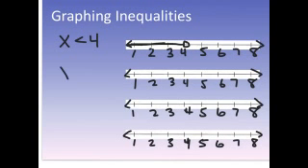Next one, x is greater than 4. All right, same sort of thing. 4 is my target number, but x cannot equal 4, so I'm going to put an open circle there. And then I'm going to shade in all the numbers that are greater than 4, which is this direction.